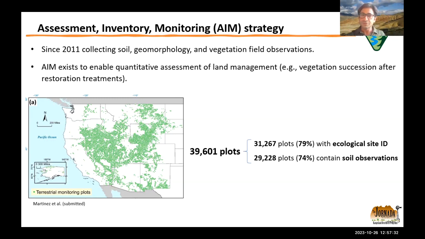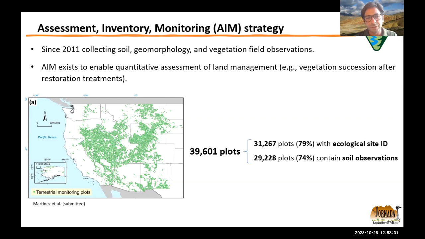There are several institutions that provide this information and several programs. I'm focused on the assessment, inventory, monitoring strategy, the AIM strategy, that is conducted by the BLM. The AIM strategy was launched in 2011. Since then, it's been collecting information on soil, geomorphology, and vegetation in the field. And certainly AIM exists to enable this quantitative assessment of land management.